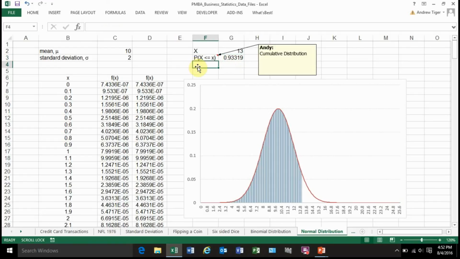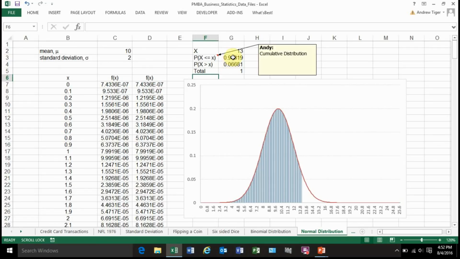So the probability that x is greater than 13 is going to be equal to 1 minus the area to the left. That's how we calculate areas to the right, because the total area always has to sum to 1. That's one of the rules we rely on in probability distributions.